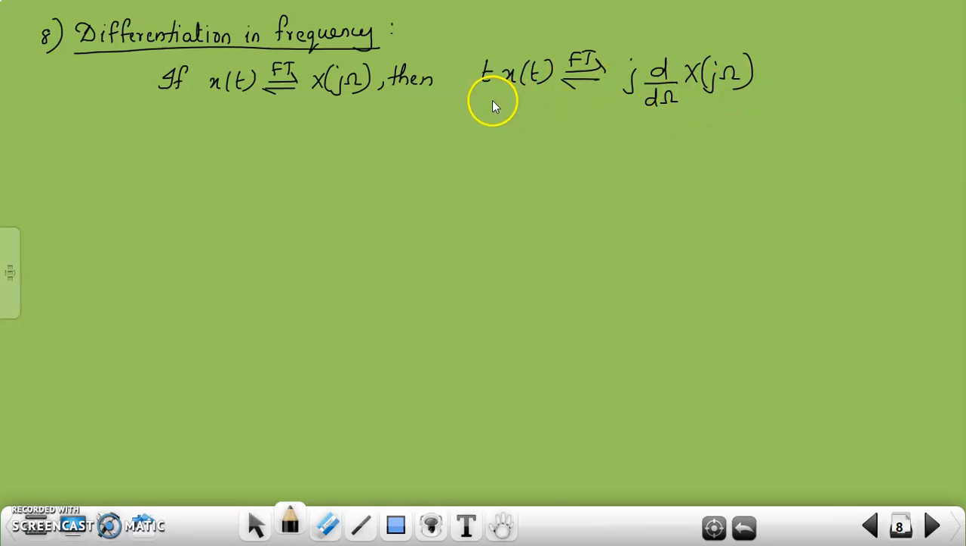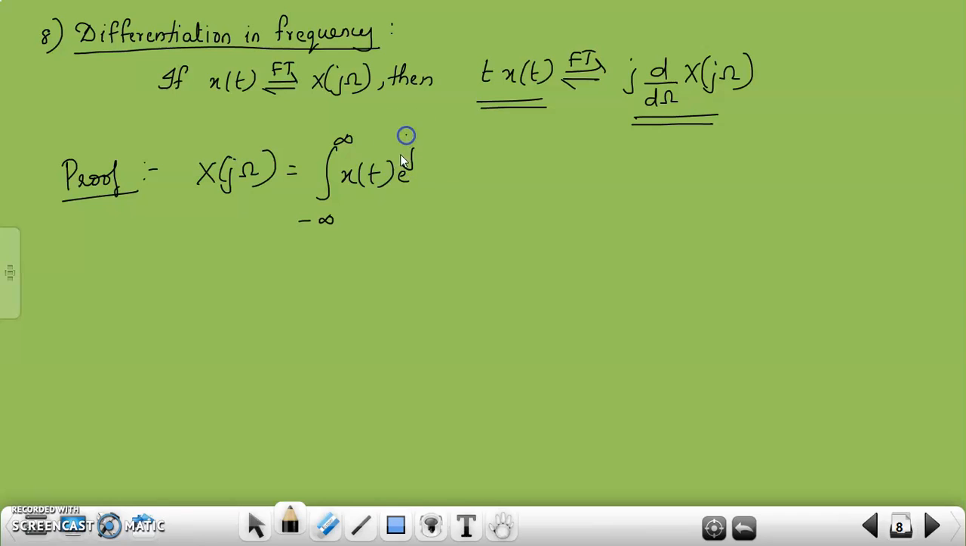That means if you are multiplying the original signal with t in time domain, then that would be equivalent to j multiplied with the first differential of the actual Fourier transform. So we can prove this. For proving the statement, we need to start with the analysis equation x of j omega. You know the equation is integral minus infinity to infinity x of t e raised to minus j omega t dt.